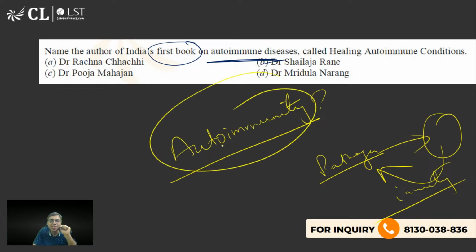Autoimmunity में क्या होता है कि the body starts killing its own cells, believing that ये foreign cell है. ऐसा होने लगता है ना. हाँ, WBC का रोल होता है etc. in this immune system, right?